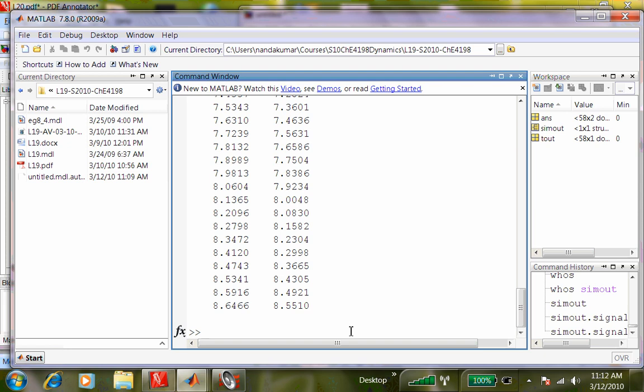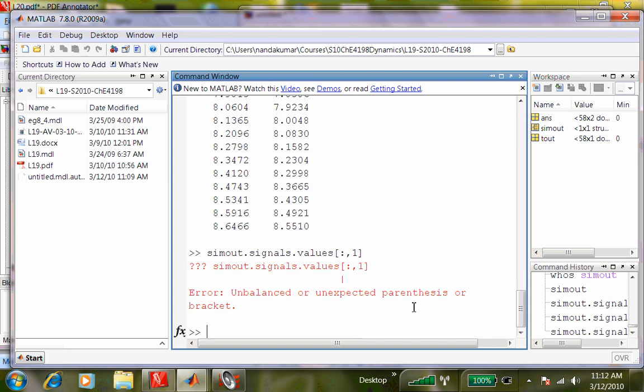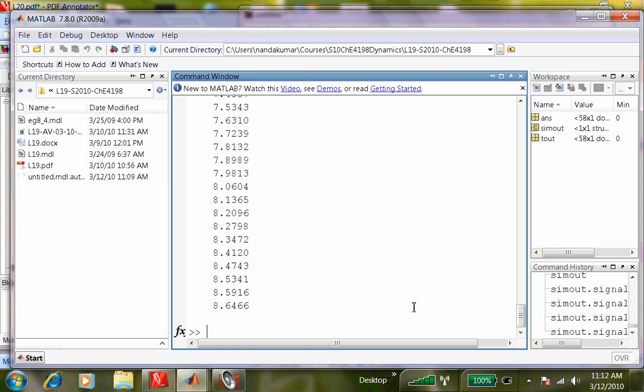What if you want only the first column? What will you do? I think it should work. What it does is it says print all the rows on the first column. I think it didn't work.